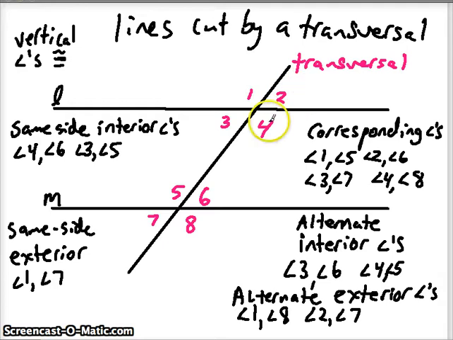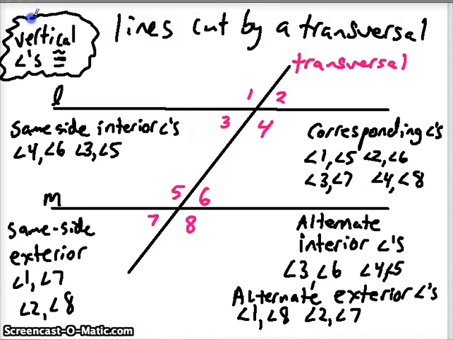And then we have angles 2 and 8 that are both on the right side. They're on the same side and outside. So angles 2 and 8. So there we got 5 different types: corresponding angles, alternate interior angles, alternate exterior angles, same side interior angles, and same side exterior angles. And hopefully you still remember these guys, the vertical angles.